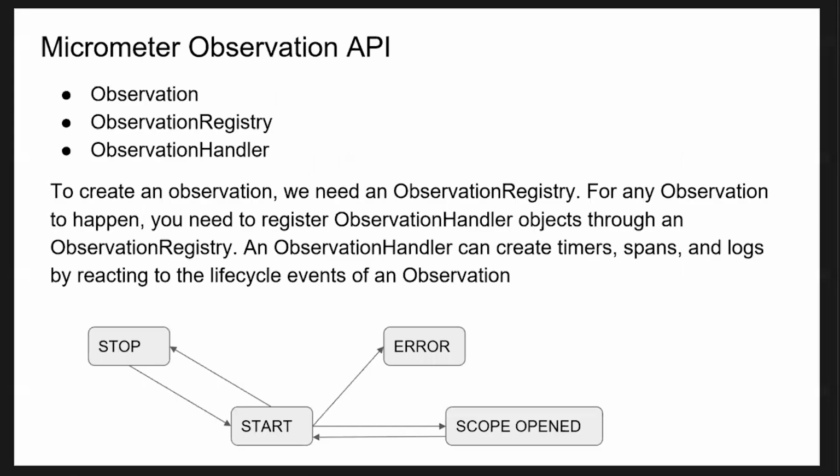Now this Observation API works based on three APIs: first Observation, then ObservationRegistry, then ObservationHandler. To identify where exactly the error happened and what events are happening, we need an observation handler. It handles all the observations happening throughout the flow. In order to register the observation handler, we need to observe it first, so we need the observation. To register the observation, we use the observation registry. These are the three main things we are going to use here.